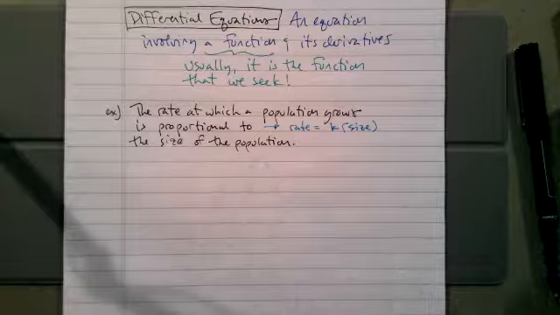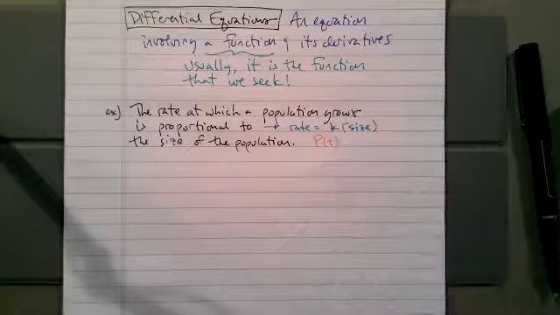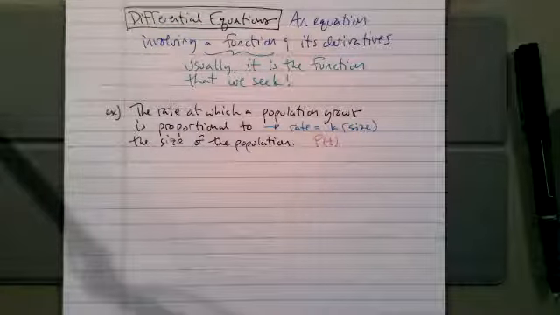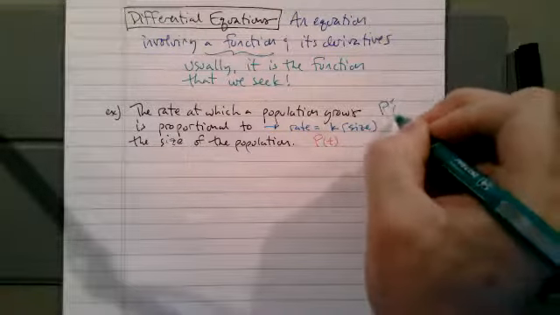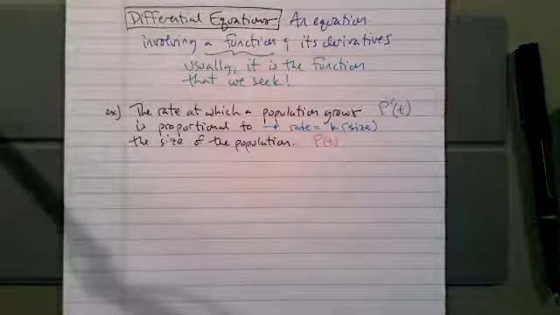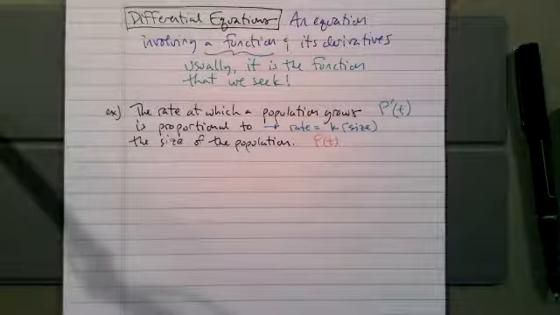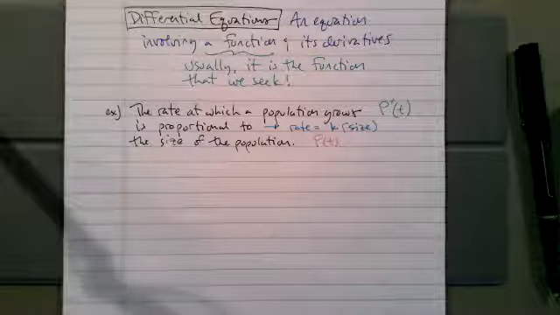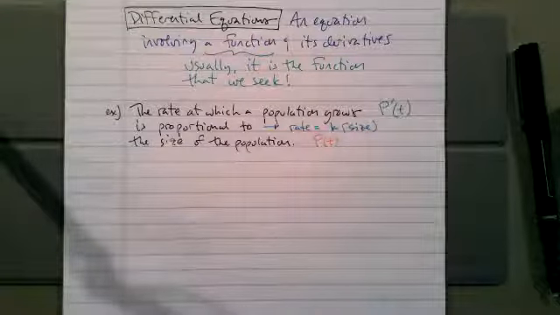And the size of the population would be the function, say, p of t, the population at a given time t. And the rate at which the population grows would be the derivative, because that's what derivatives tell us, rates of change. So if the size of a population is given by p of t, then the derivative p prime of t will be the rate at which that population is growing. And this statement is claiming that these two things are proportional. What that gives us is an equation involving a function and its derivatives.